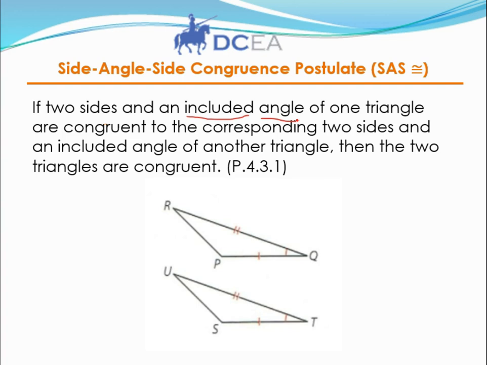In this triangle, we have 1 hash mark, then we have an angle, and then we have 2 hash marks for the lengths of the side. If you look at this triangle, PQ is congruent to ST. Angle Q is congruent to angle T, and RQ is congruent to UT.